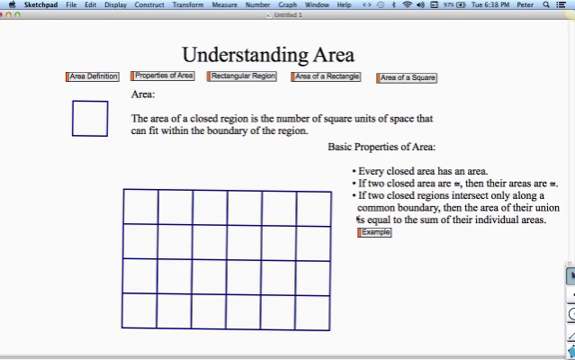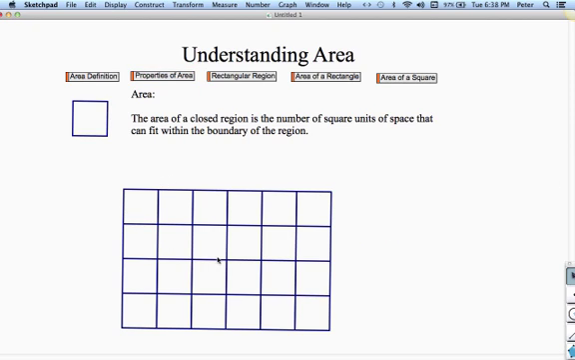Okay, so let's go back then to the rectangular region here. If all we're doing to find area is counting up the squares, there's of course two ways to do it. You could do it like you did in first grade and just count all the squares. And when you did, you'd see that there were 1, 2, 3, 4, 5, 6, 7, 8, on and on till you came to 24. And you could say that the area was 24 square units.